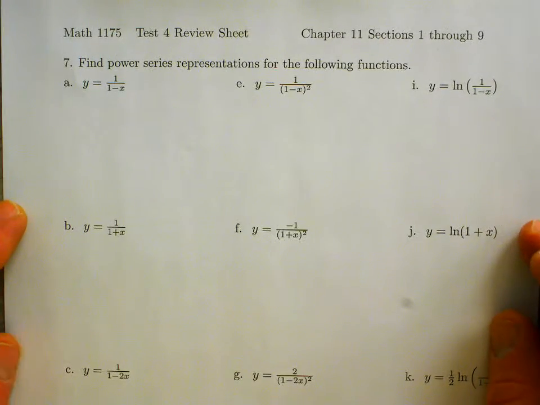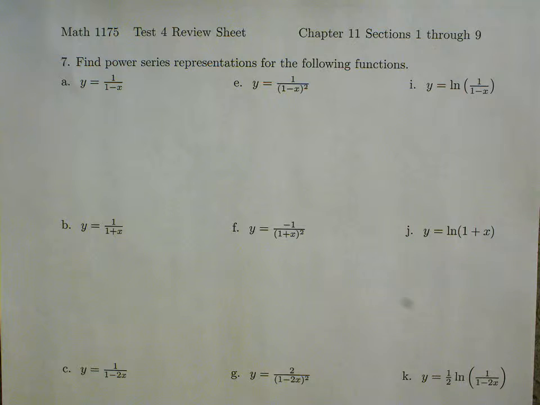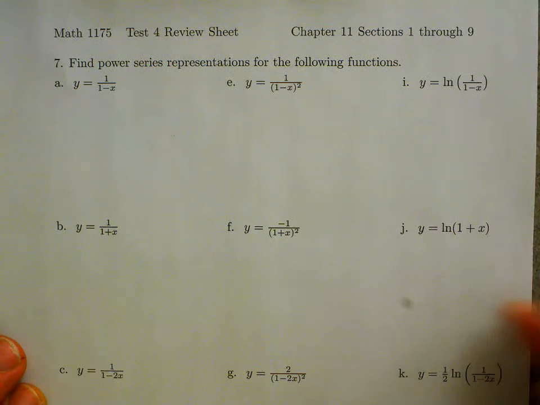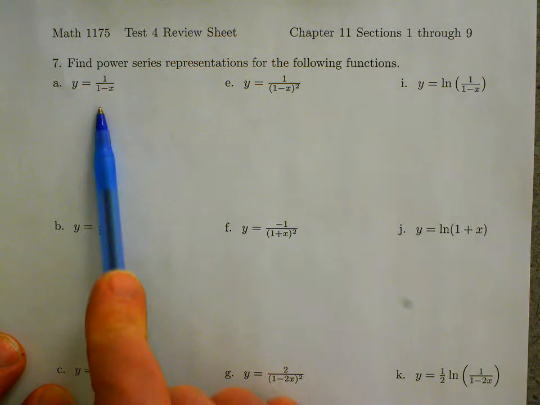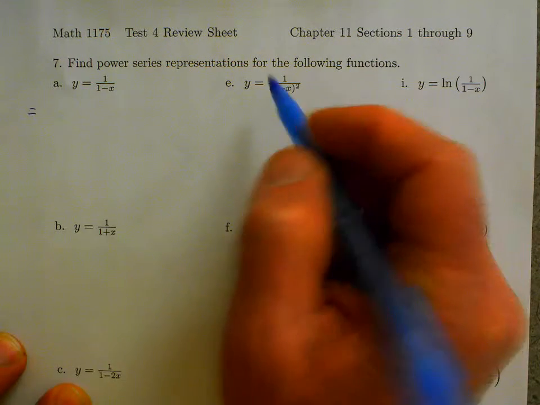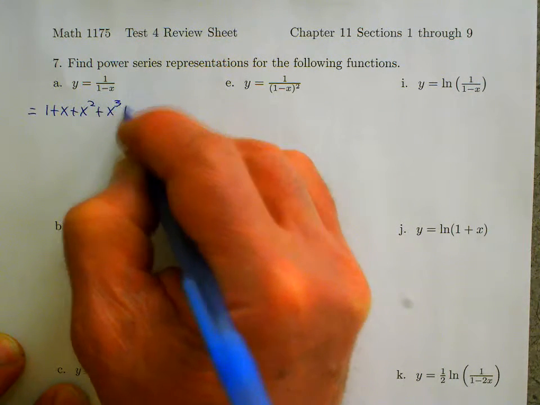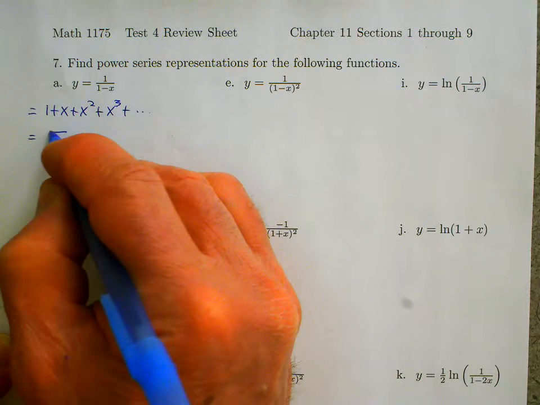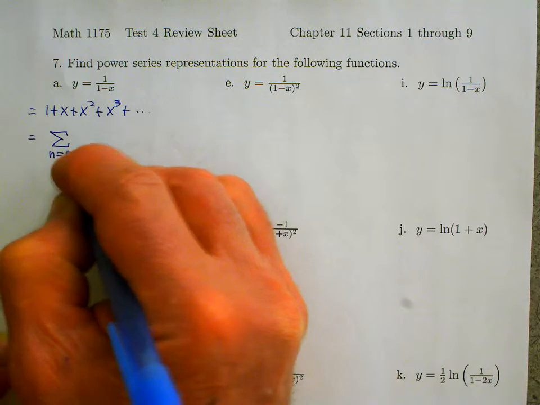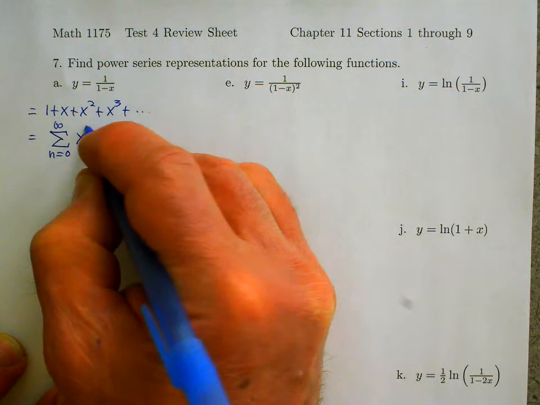If you looked at these functions closely, you'll notice that in each row, we have the same sort of thing going on. We know the power series for 1 over 1 minus x. That is 1 plus x plus x squared plus x to the third and so on. So the series n equals 0 to infinity of x to the n, right?